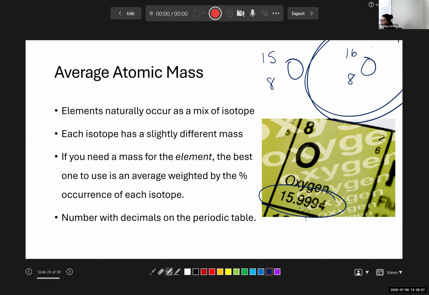So elements naturally occur as a mix of isotopes. Each isotope has a slightly different mass. And if you need a mass for the element, the best one to use is the average of all of the isotope weights and the percentage that exists.